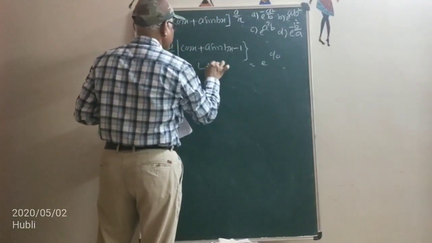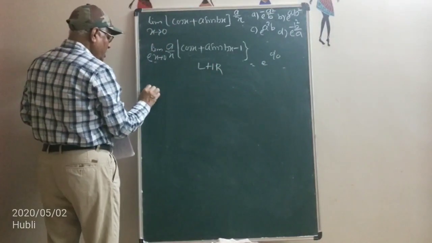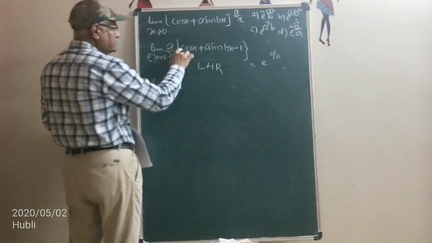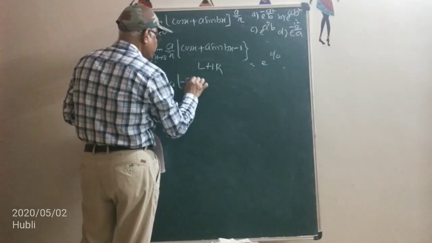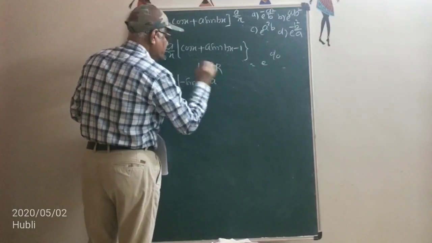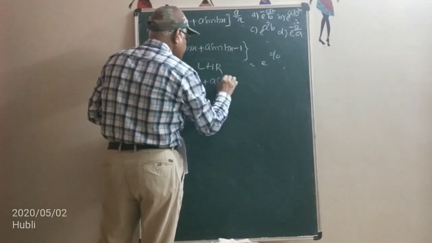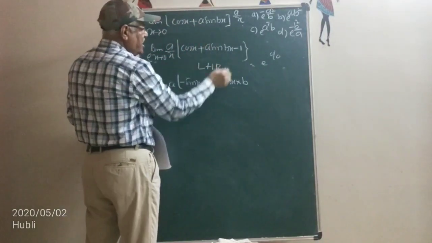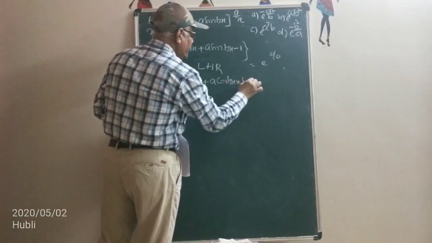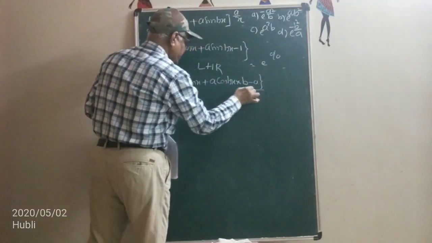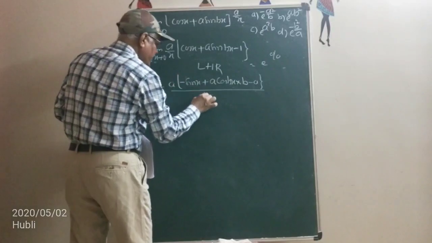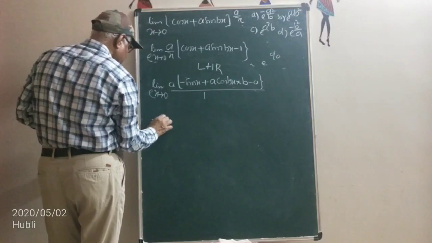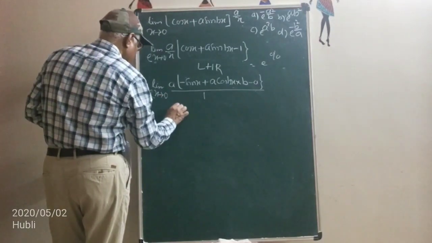So now let me make use of the L'Hospital's rule. e raised to limit of a into the bracket. Derivative of cos x is how much? Minus sine x plus a is constant. Derivative of sine bx is cos bx into derivative of bx, which is b, a constant, minus derivative of 1 is 0, and divided by derivative of x is 1, as x tends to 0.